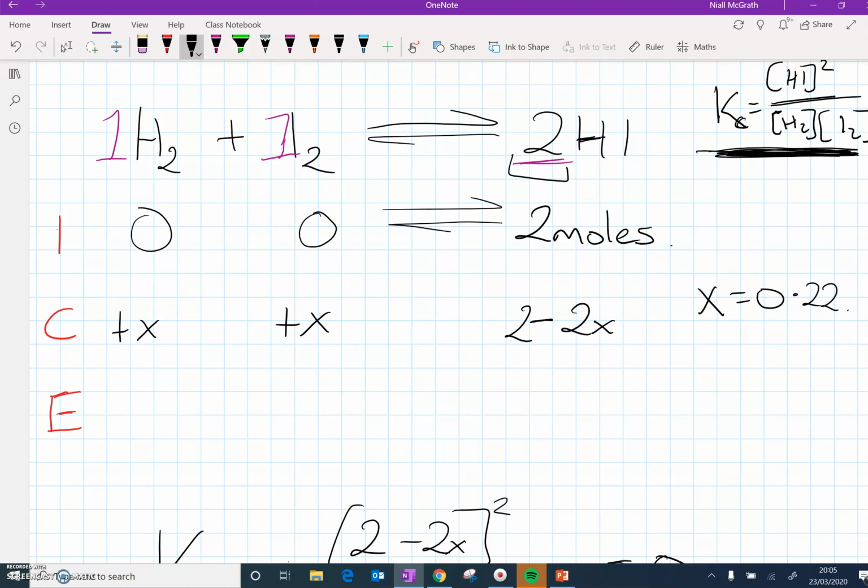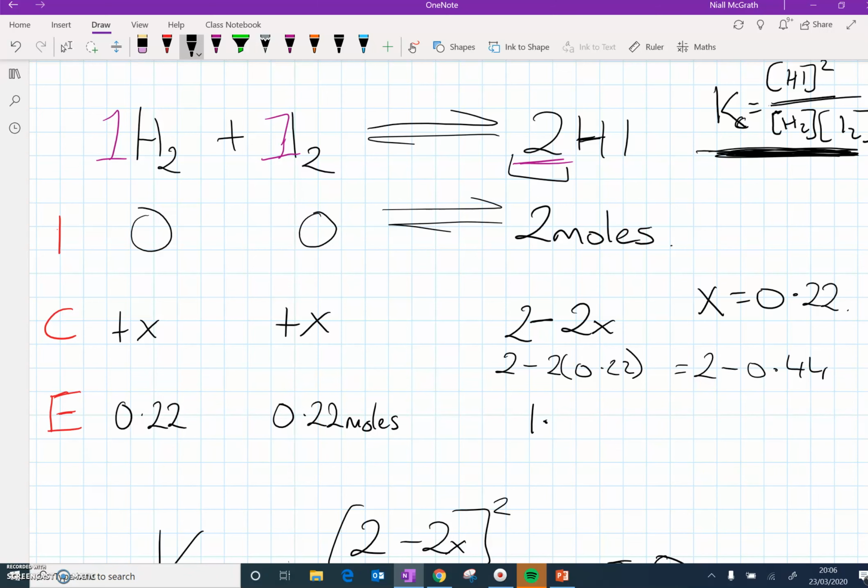Okay, so over here you're going to have plus x, so at equilibrium you're going to have 0.22 moles, 0.22 moles. Here you're going to have 2 minus 2x, so 2 minus 2 multiplied by 0.22. That comes out to be 2 minus 0.44. So at equilibrium, you're going to have 1.56 moles per litre of this hydrogen iodide gas.